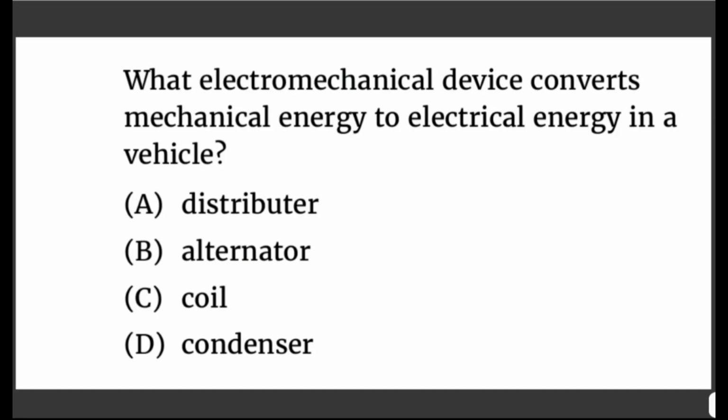What electromechanical device converts mechanical energy to electrical energy in a vehicle? A. Distributor. B. Alternator. C. Coil. Or D. Condenser. The answer here is letter B. The electromechanical device that converts mechanical energy to electrical energy in the form of alternating current is called an alternator.